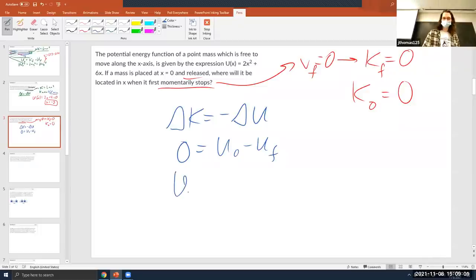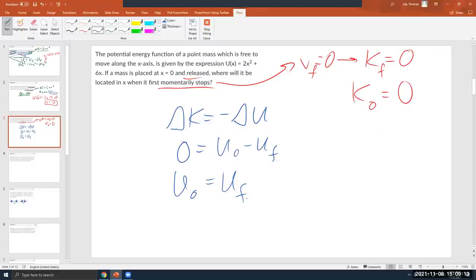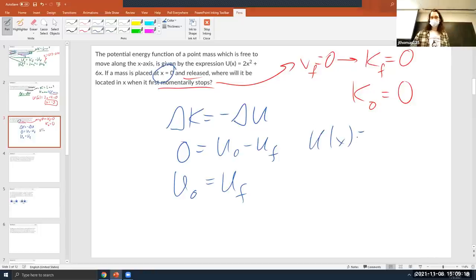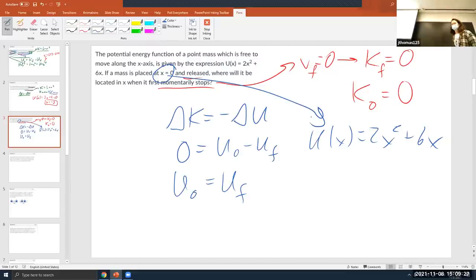And now I can solve here for something that might look obvious. We want to find when the potential initial is equal to the potential final. What is my potential initial if I'm placed at x equals 0 and my potential energy as a function of x is 2x squared plus 6x? You don't need to write that back down. If I'm placed at x equals 0, plugging in x equals 0 here gives me what for that potential energy? 0. And I want the location where potential energy final is equal to that potential energy initial, which is equal to 0. So I want the other 0 of this function.